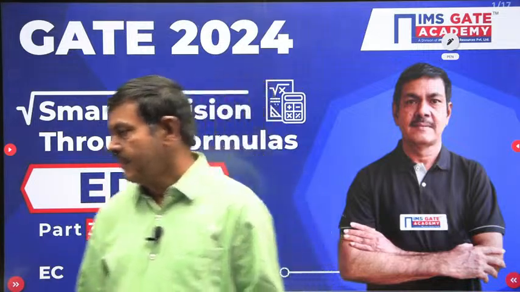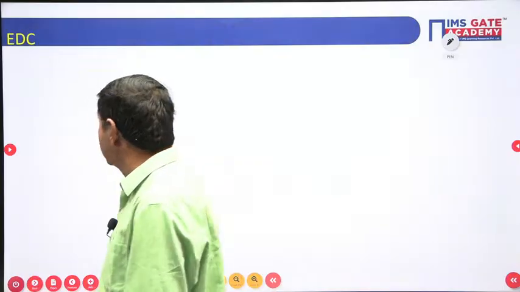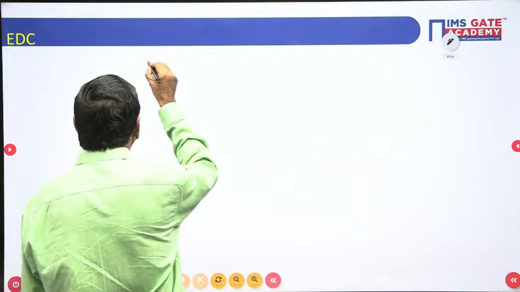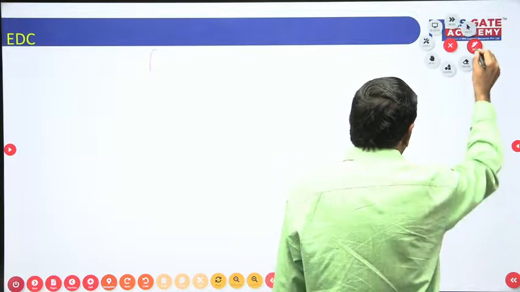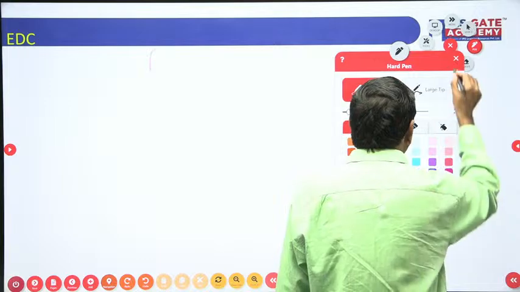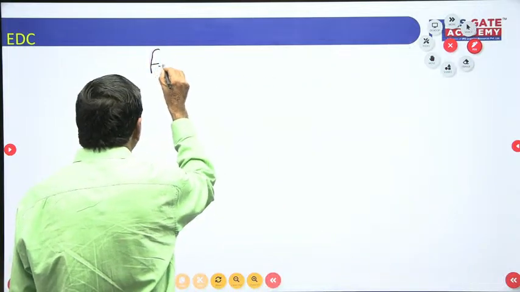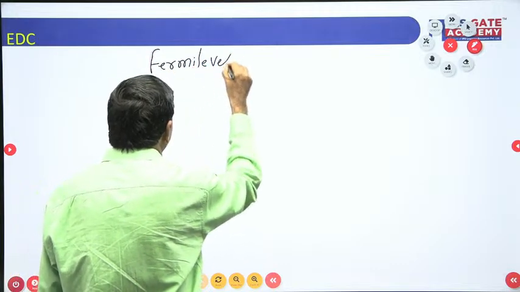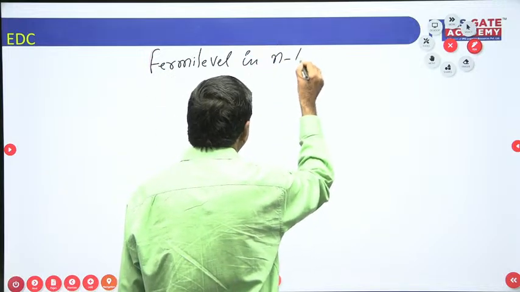Understand that now. Now we can discuss about the Fermi level in N-type extrinsic semiconductor.